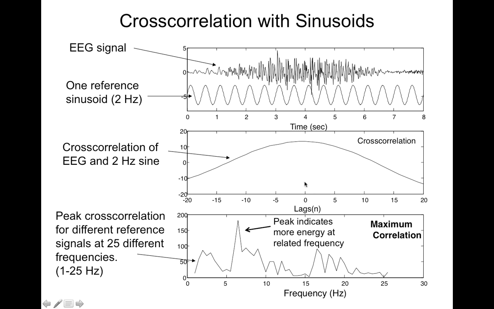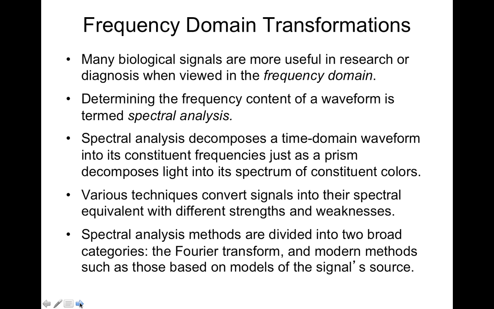Basically, if we plot the maximum correlation value as a function of frequency, we get a plot that indicates the amount of different frequencies present. So for example, in this figure, right about 7 Hertz appears to be where the maximum energy of our signal is concentrated. So we would have a lot of 7 Hertz signal present in this particular EEG data.